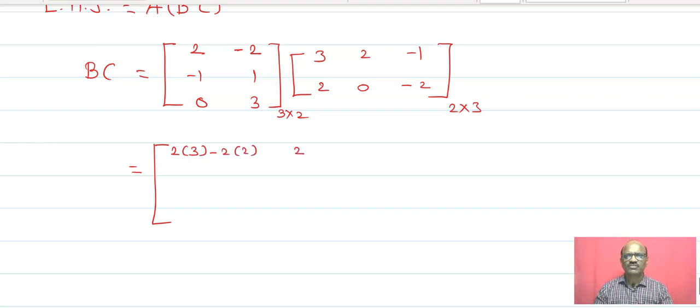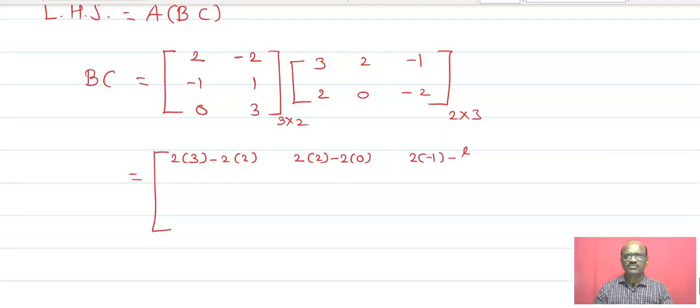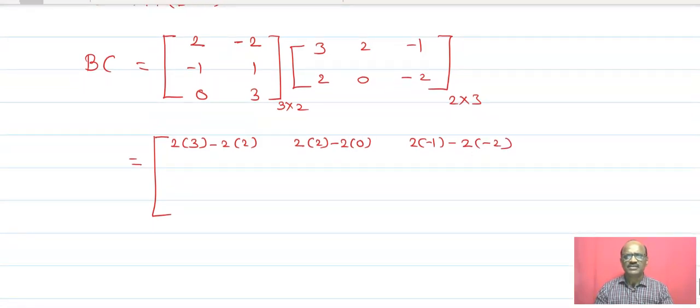First row, first column. First row, second column. First row, third column. Now my first means for the first matrix, second means for the second. Now second row, first column. Second row, second column. Second row, third column. Third row, first column. Third row, second column.